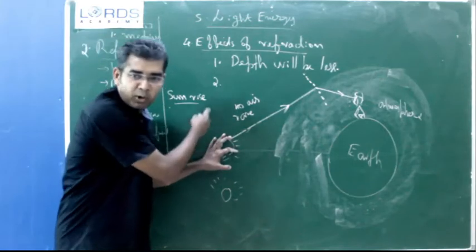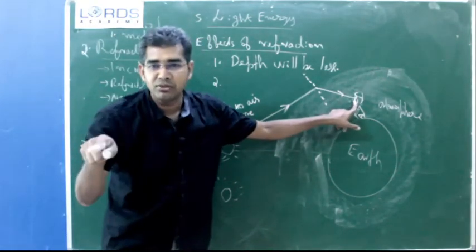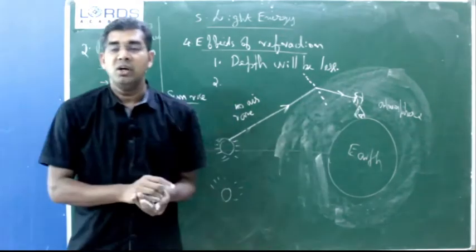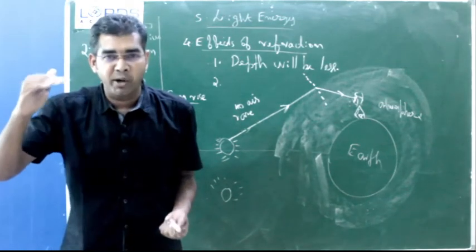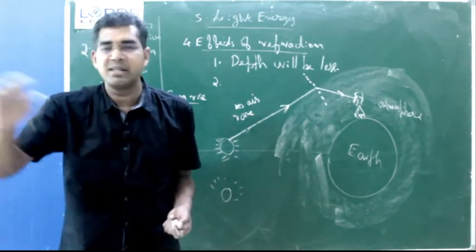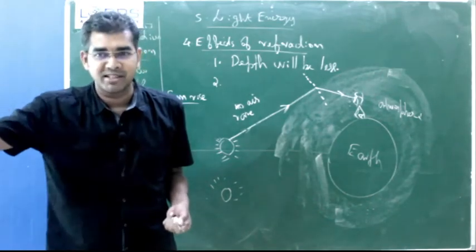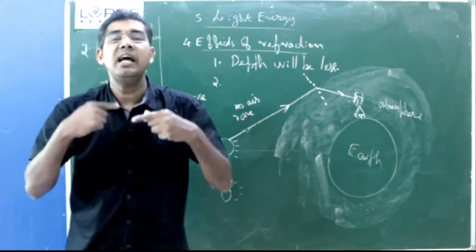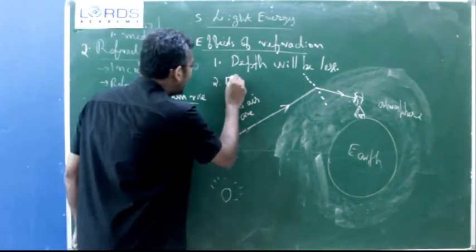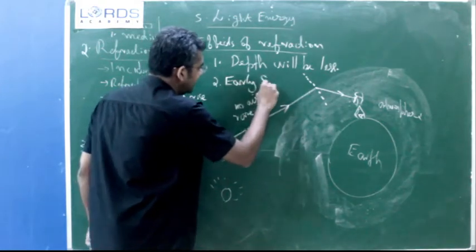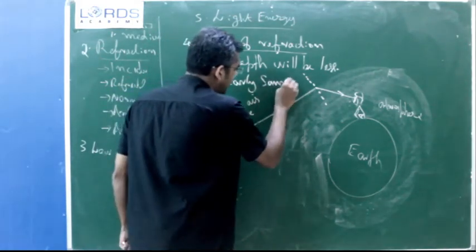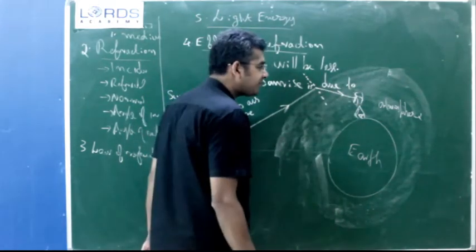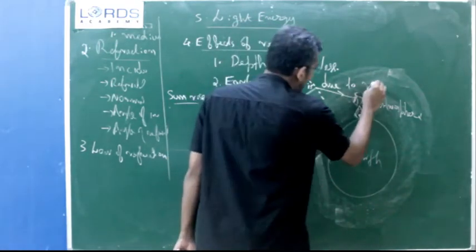The sun is coming up only, but we can see it because of refraction. So when in the morning we observe the sun, the sun is not actually in our line of sight. It is just down. We can see sunrise a little early. So the second point, early sunrise. Early sunrise is due to refraction.